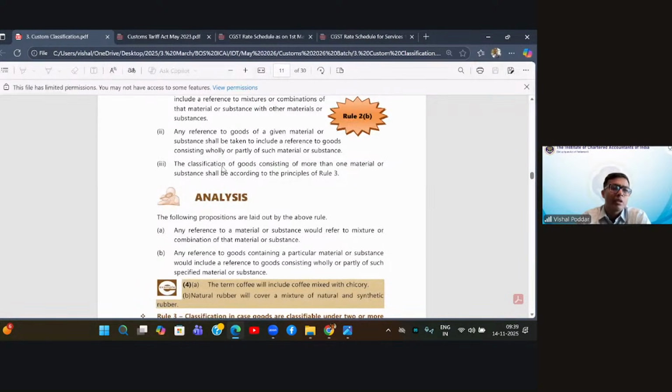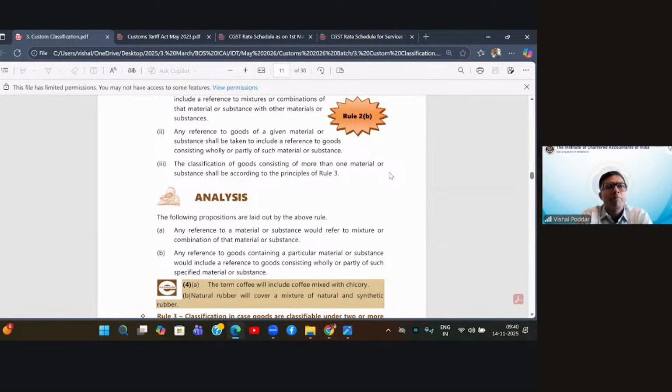Now, interestingly, what will happen if your final product consists of more than one material? Here, I always give a very simple example of mango lassi. Now, my product is mango lassi. There is no product called lassi or mango lassi in the tariff. But you have two chapters. One is of vegetables and fruits, where mango and mango pulp are covered, and another is products made of milk. In that, you can classify lassi.